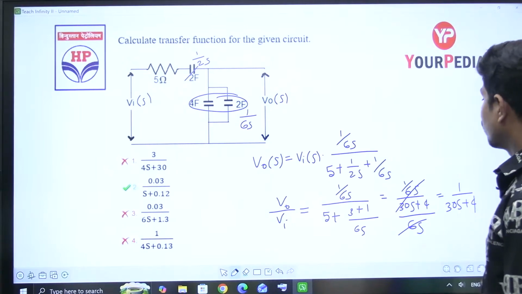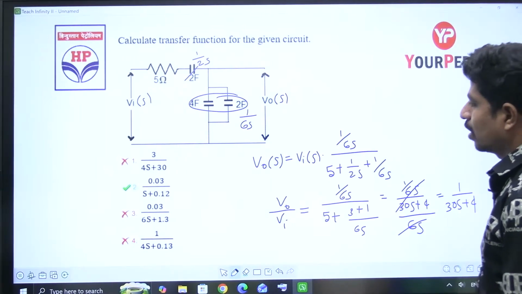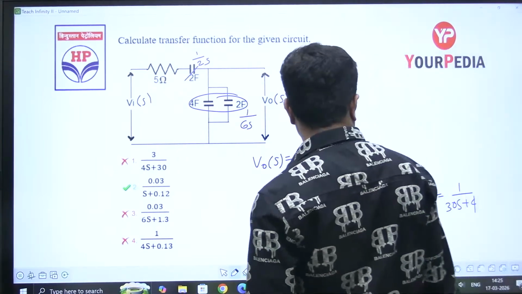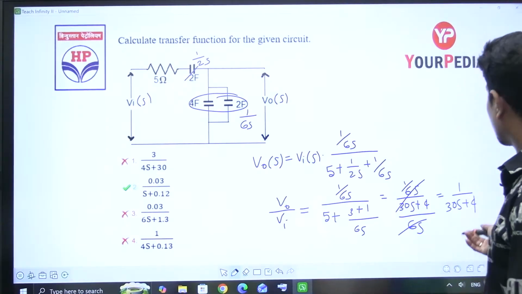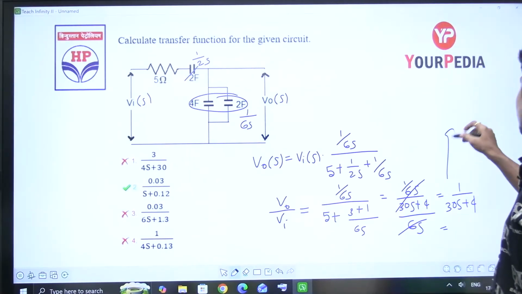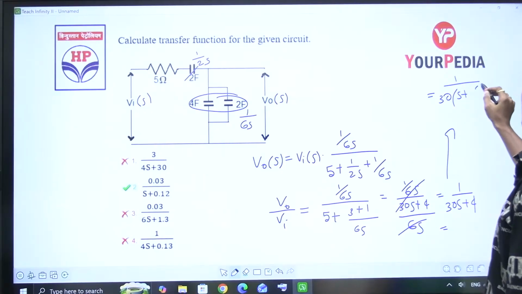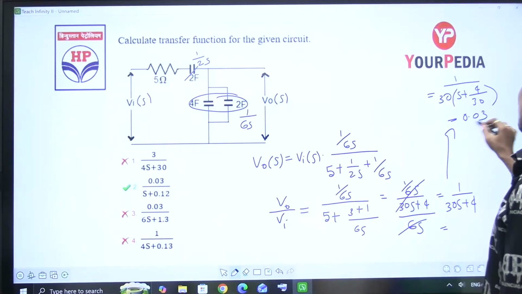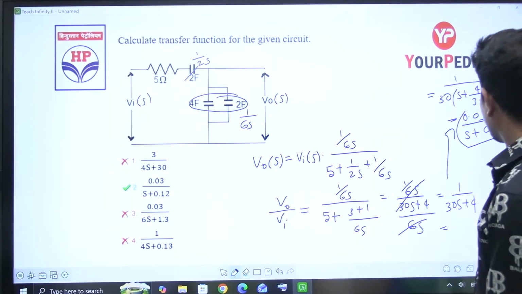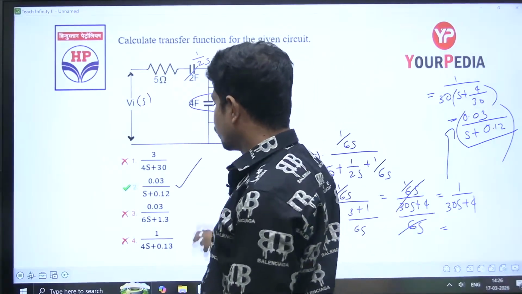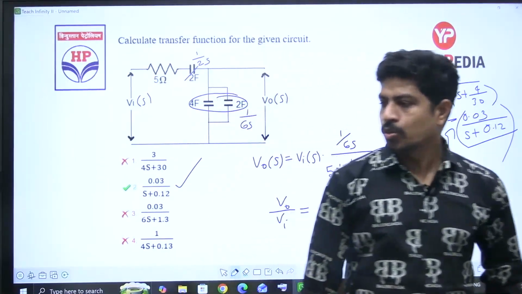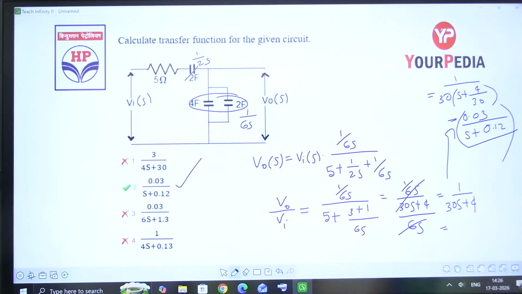Somewhere the calculation has gone wrong, but I don't think so. Let's take 30 common in the denominator. If I take 30 common, it is s plus 4 by 30. So 1 by 30 is 0.03. 0.03 divided by s plus 4 by 30. How much is it? 0.12. So 0.03 by s plus 0.12. Option 2. Right?